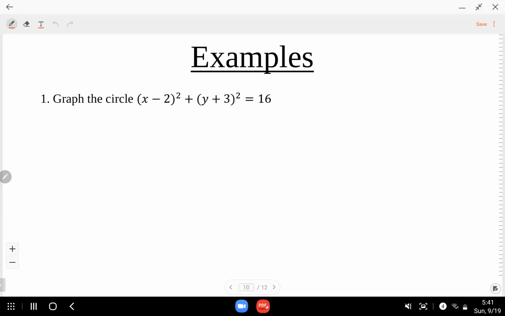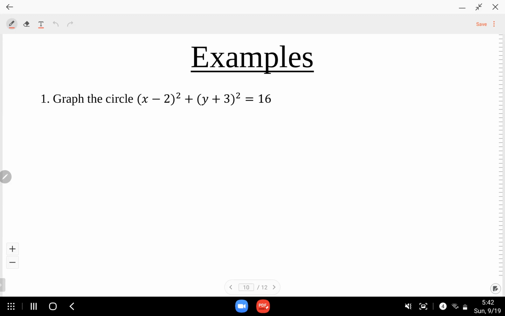So, graph the circle (x - 2)^2 + (y + 3)^2 = 16. How would we graph this? Now, I encourage you to graph this in your notes or on your scratch piece of paper, but you don't need to do that. We can't do that in the chat.